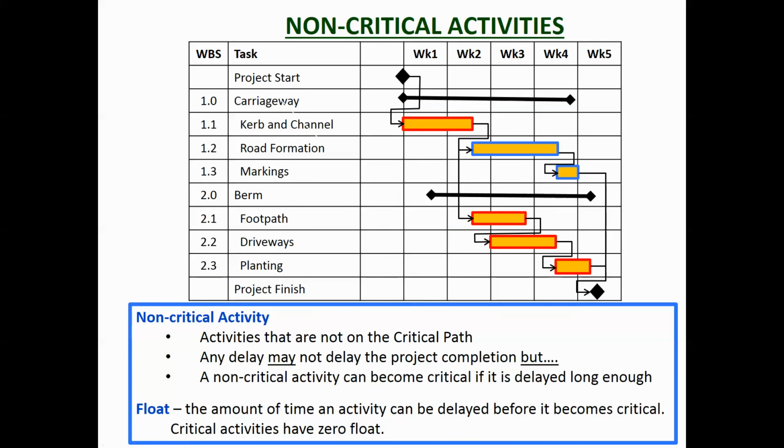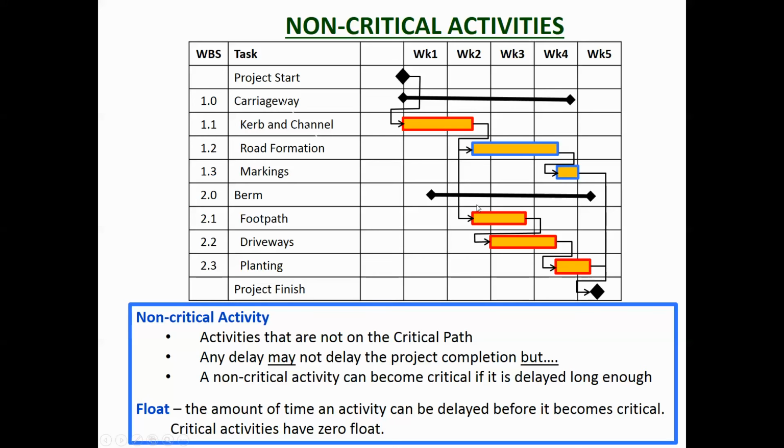So non-critical activities are these ones in blue. They're not in the critical path. A little bit of time, half a week here, is not going to delay the project, but if it went over a bit more, then they become critical activities, and then you've got to do something. So float is the amount of time an activity can be delayed before it becomes critical. In this case, the float is about half a week. So if that's delayed by half a week, this would start there, and the whole project would still finish on time. So that's the float.